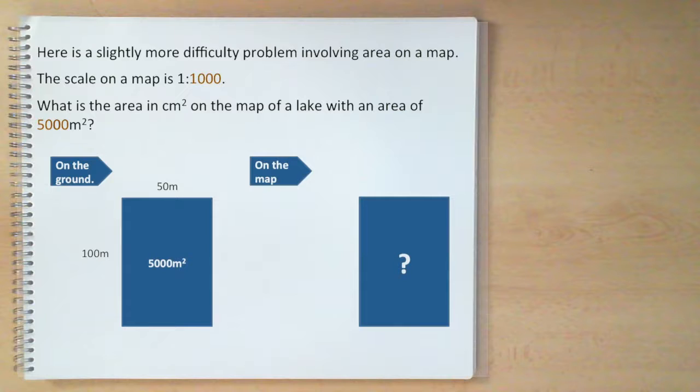Well, we don't know what the area on the map is, but we know that one side is 50 metres and the scale is 1 to 1,000. So we do 50 divided by 1,000, which is equal to 0.05 metres. That's 5 centimetres. Similarly, the other side is 100 divided by 1,000, which equals 0.1 metres, which would be 10 centimetres on the actual map. So this is going to give us an area for our lake on the map of 5 centimetres times 10 centimetres, which is 50 centimetres squared.